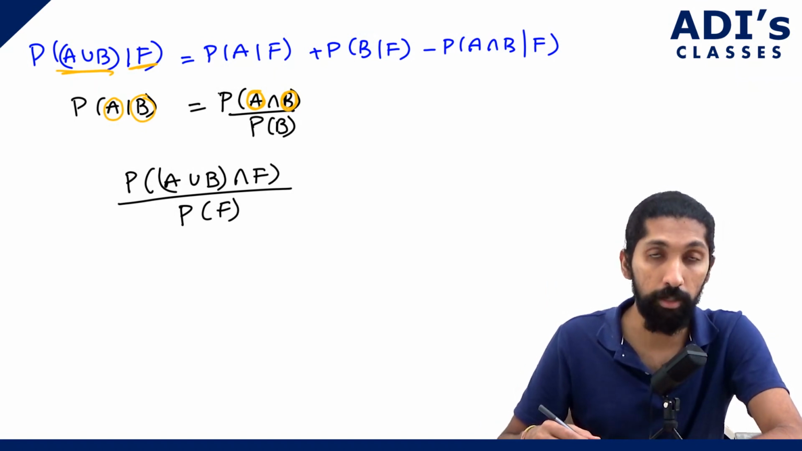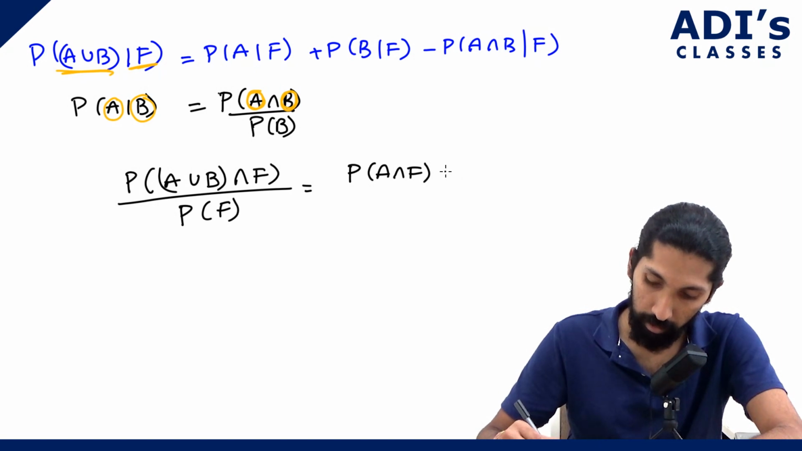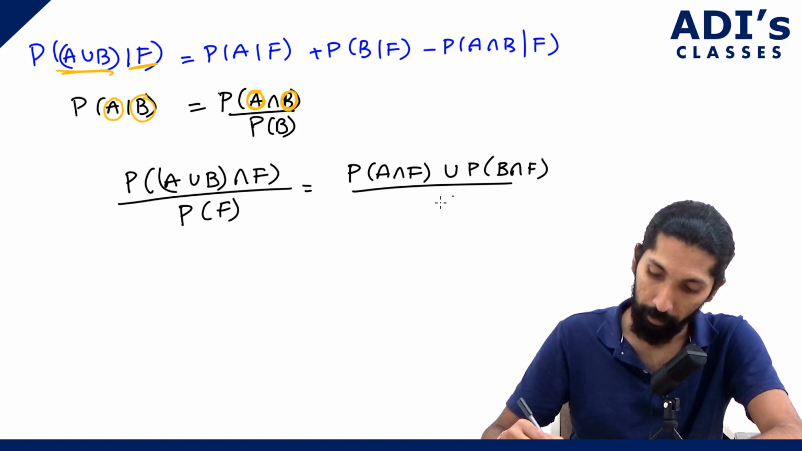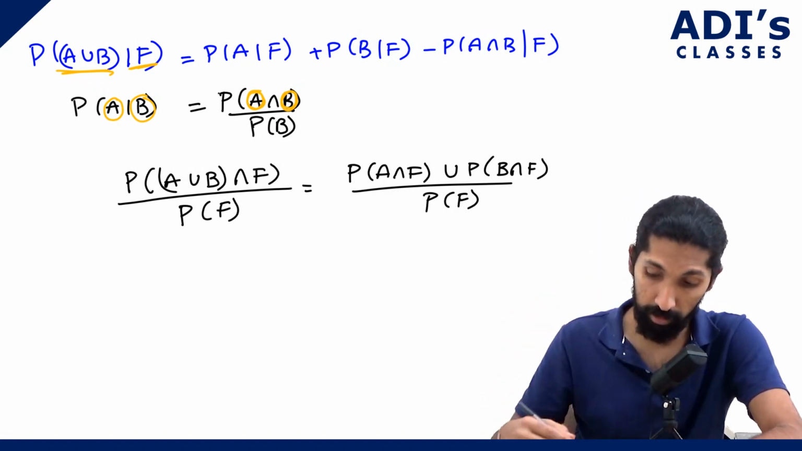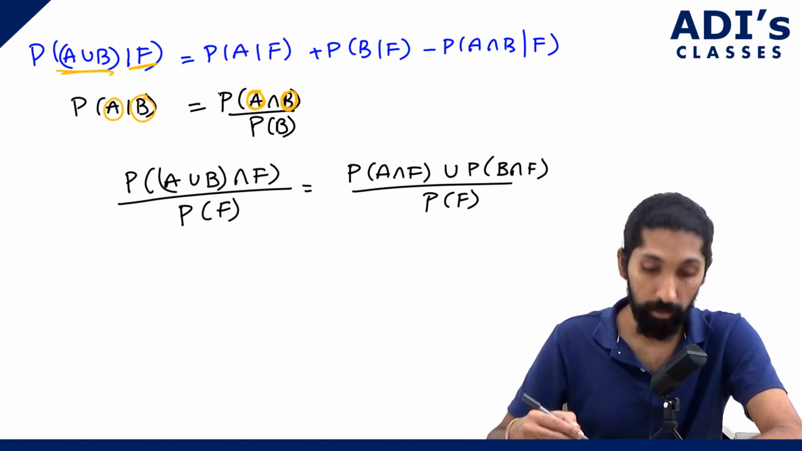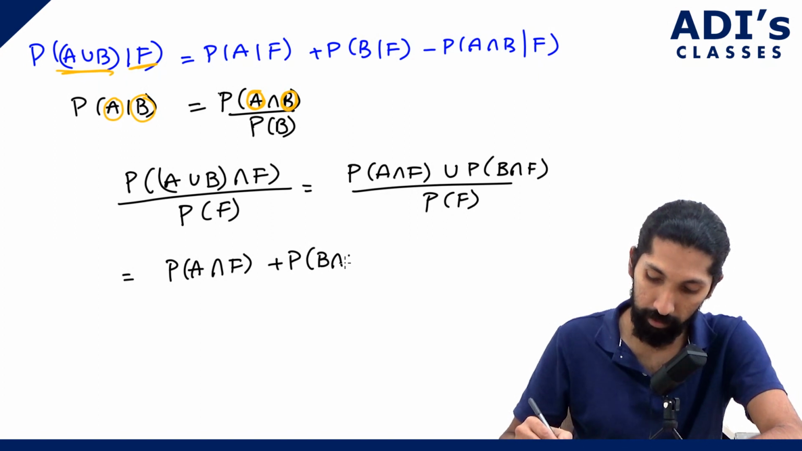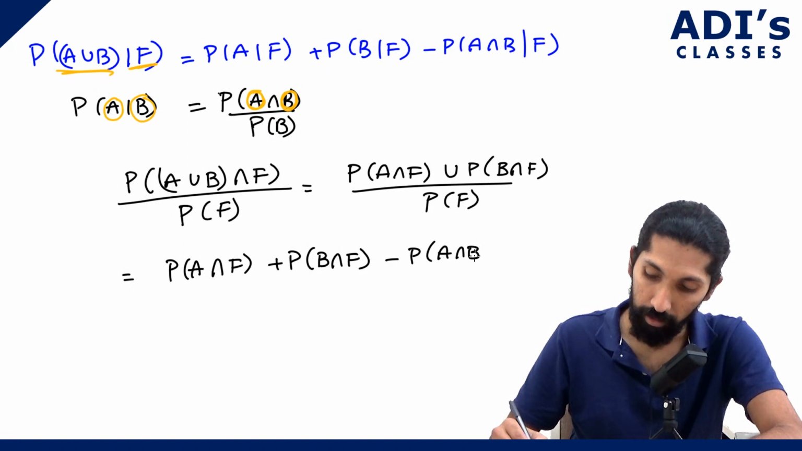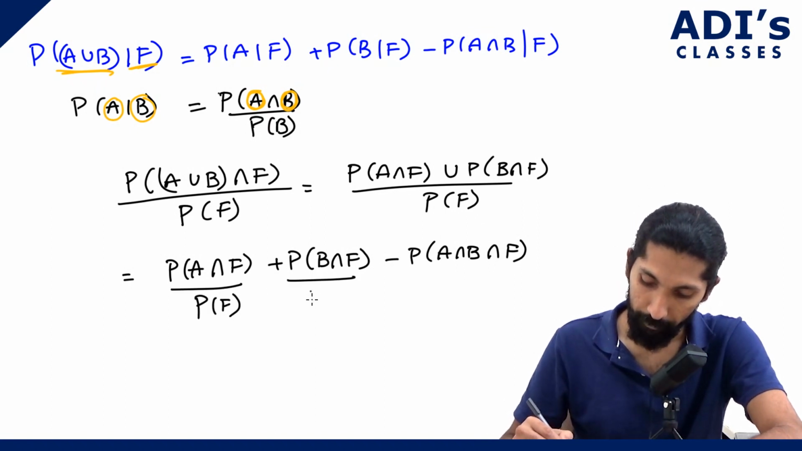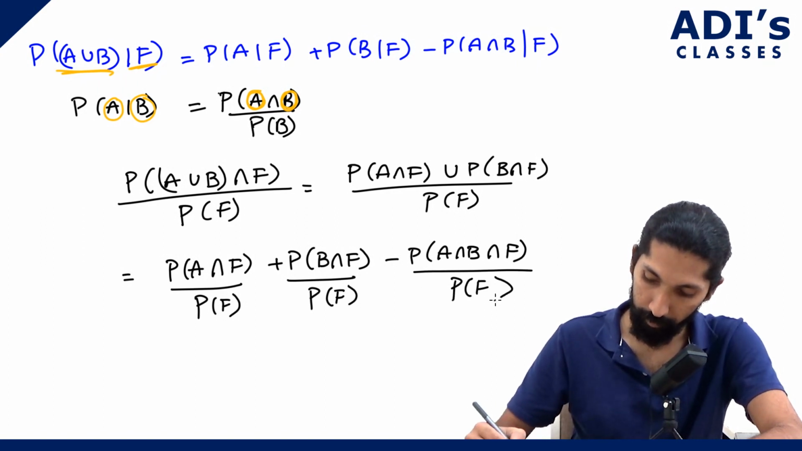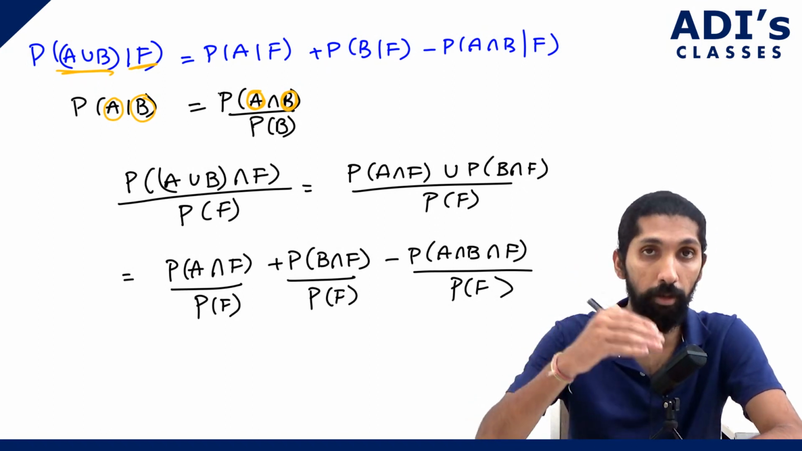Now take the distributive law. You get P of A intersection F union P of B intersection F, divided by P of F. Applying the inclusion-exclusion for union, we get P of A intersection F plus P of B intersection F minus P of A intersection B intersection F, whole over P of F. I can divide each term by P of F individually. Now P of A intersection F divided by P of F is, by the definition, P of A given F.